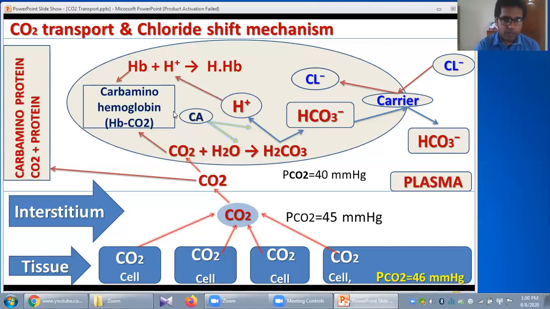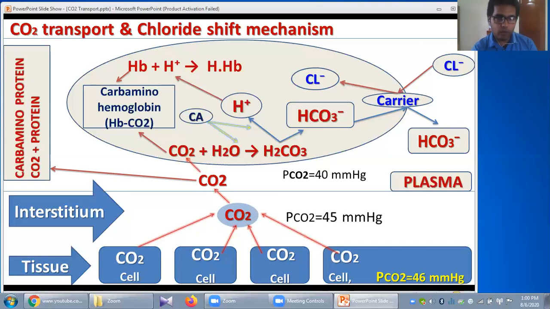But among these two forms, carbamino hemoglobin is important because the hemoglobin concentration is greater than the concentration of plasma protein. And the remaining carbon dioxide, that is very minimal, 5 to 7%, will be transported in the plasma in dissolved state, or will remain dissolved in the plasma. Okay, so these are the fates of carbon dioxide after entering into the blood. And all these forms of carbon dioxide will be transported from tissue to the lung.